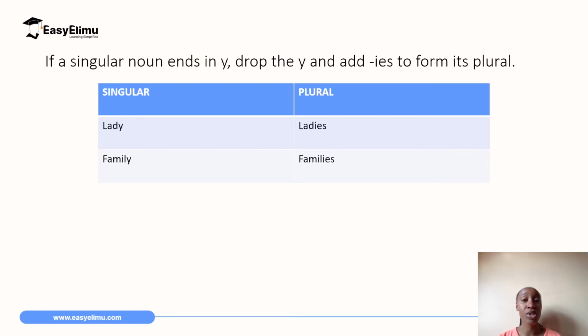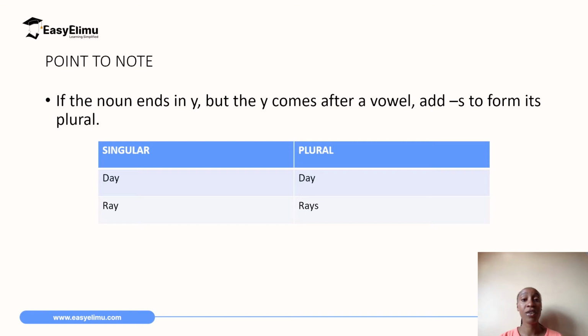However, there's also an exception in this one. So if the noun ends in a Y, but the Y is preceded by a vowel, you will not drop the Y, you will not add IES, you will just add an S after the Y. So a word like day, D-A-Y. A comes before the Y and A is a vowel. So you add an S to form the plural, which is days.